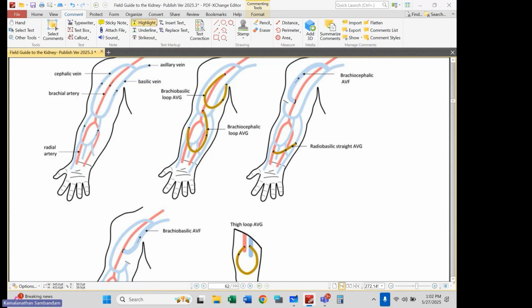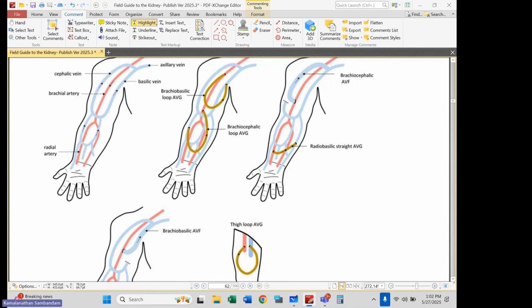That's your basilic vein transposition. Basilic vein transposition is another common fistula, often done in 2 stages. First, you tie the basilic vein into the brachial artery, making a brachiobasilic fistula. And then in a second stage, you move the fistula more anteriorly. That is called the basilic vein transposition.